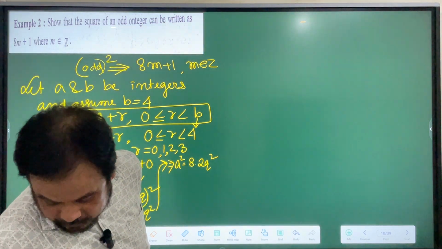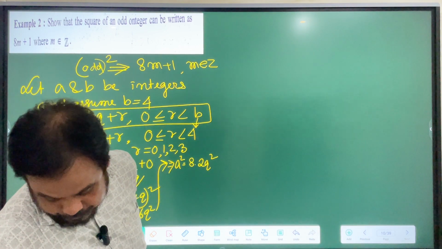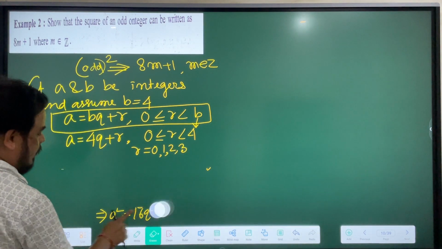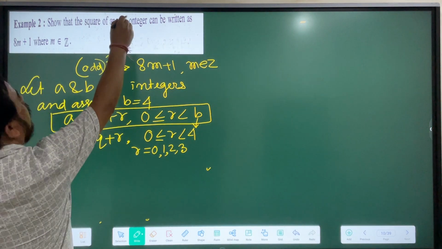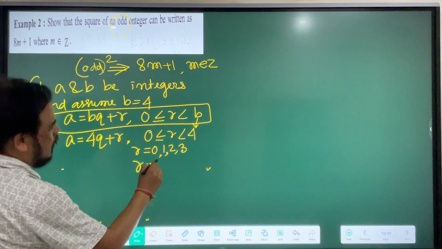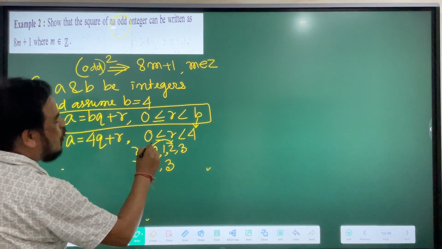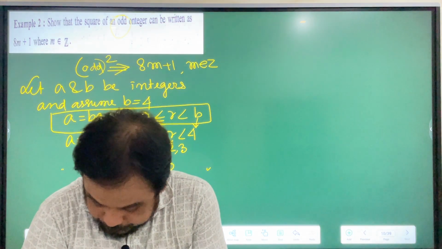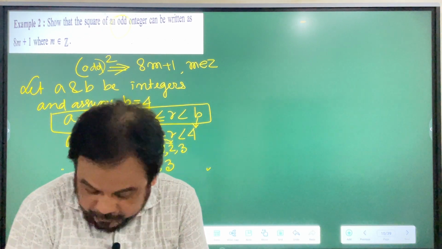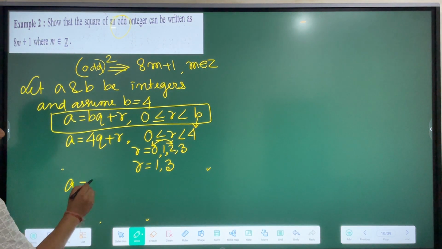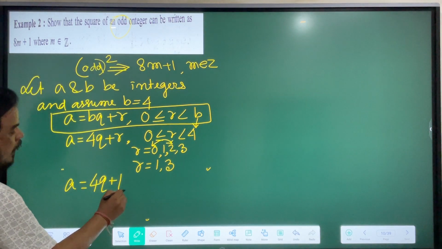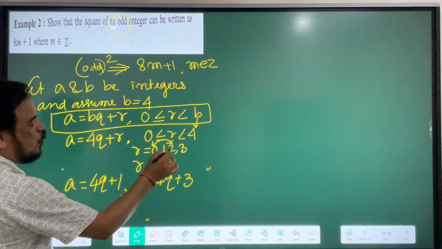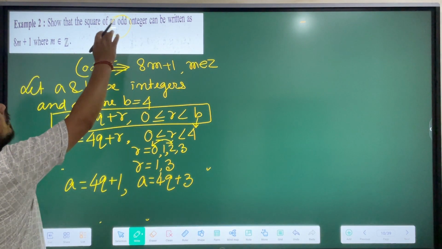Here there is one condition given: square of an odd integer. Since it is given odd integer, we will take R equal to 1 and 3 only. 0 and 2 we will not take. So A equals 4Q plus 1 and another one A equals 4Q plus 3. I hope you understand 0 and 2 are neglected, because it is given odd integer.